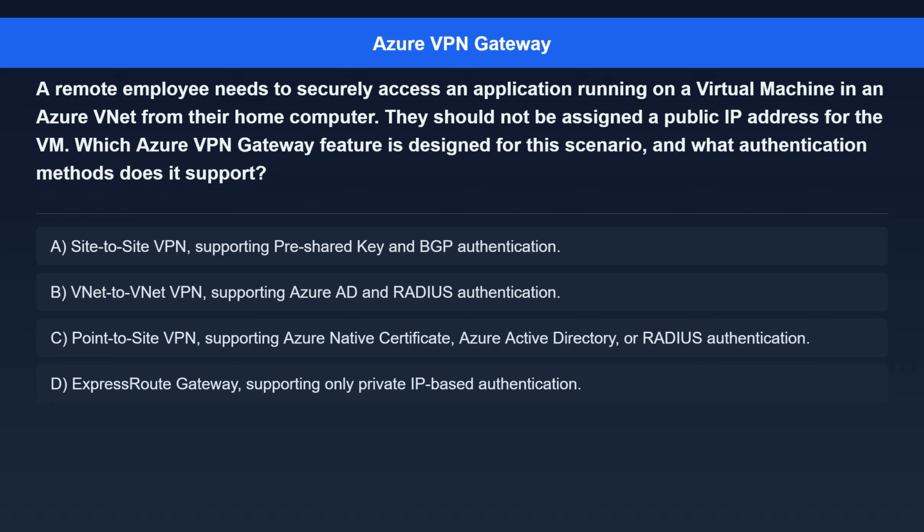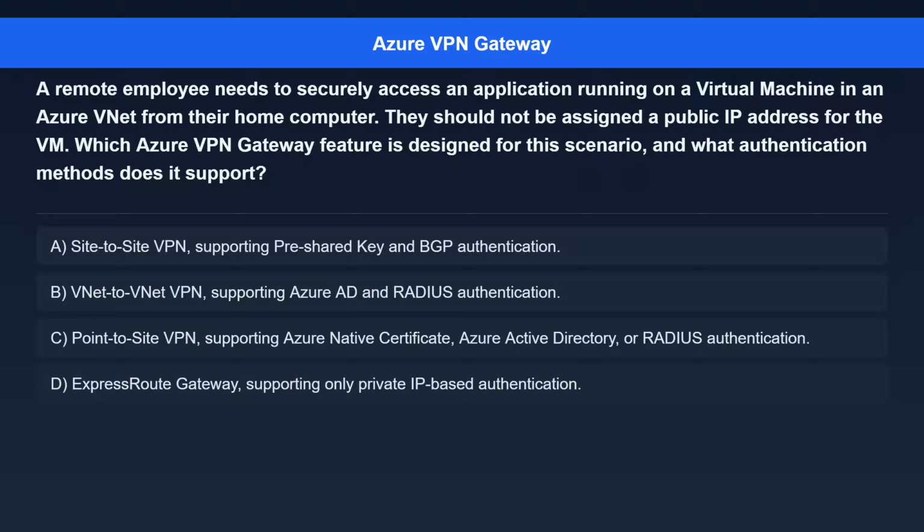Question 6. A remote employee needs to securely access an application running on a virtual machine in an Azure VNet from their home computer. They should not be assigned a public IP address for the VM. Which Azure VPN gateway feature is designed for this scenario? And what authentication methods does it support?